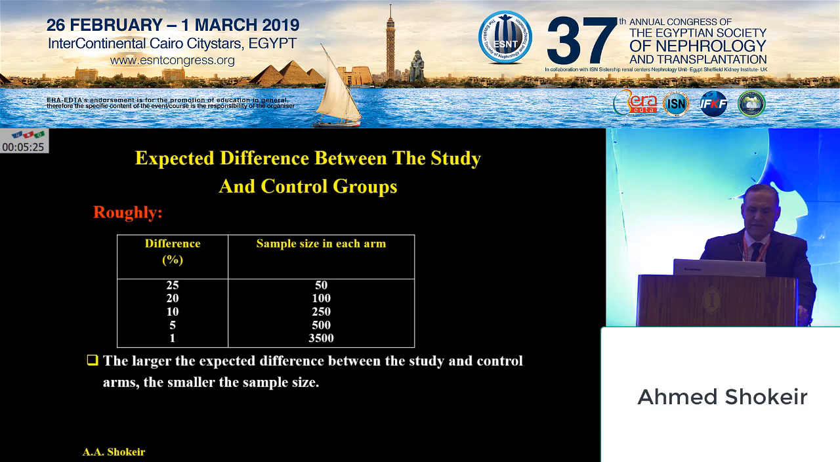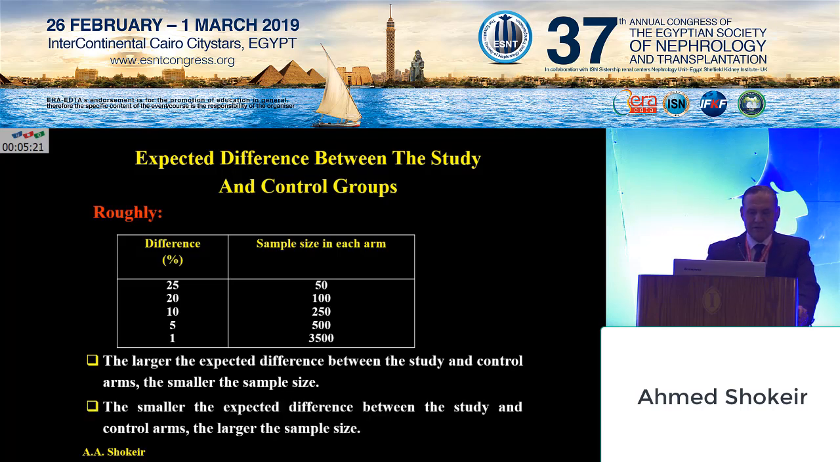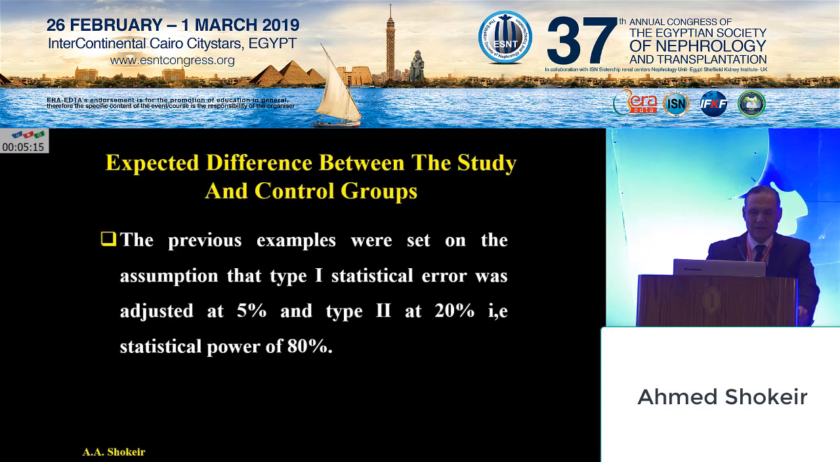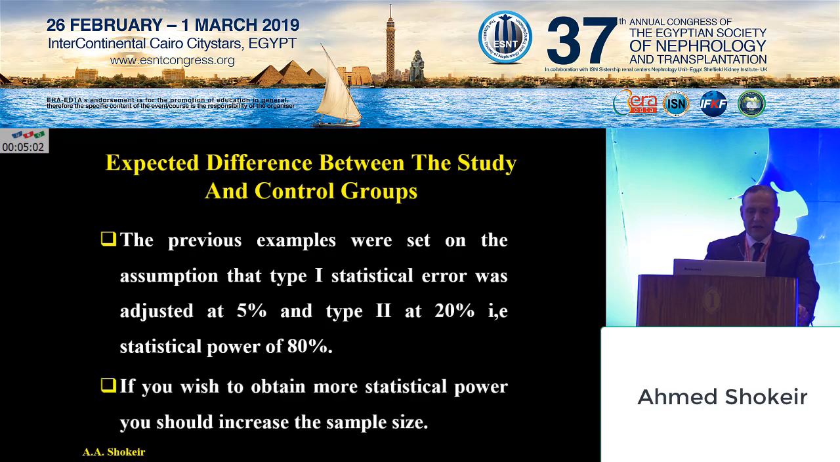So the larger the expected difference between the study and control arms, the smaller the sample size. And the smaller the expected difference between the study and the control arms, the larger the sample size. The previous examples were set on the assumption that type 1 statistical error was adjusted at 5% and type 2 at 20%, so the statistical power is 80%. If you wish to obtain more statistical power, you have to increase the sample size.